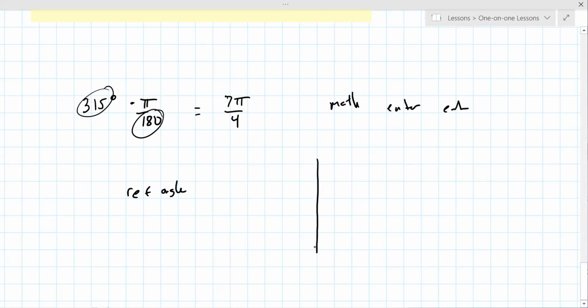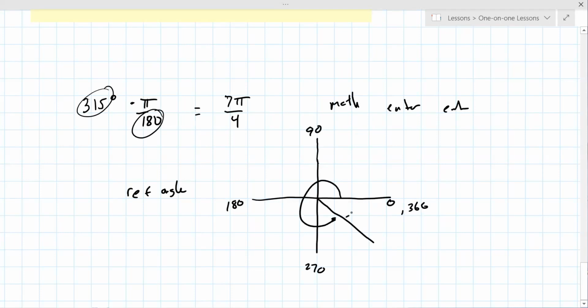If you recall, the reference angles are always the angle made with the x-axis. Where's 315 degrees? 0, 90, 180. It is in the fourth quadrant, right in the middle here. So it's the angle made with the x-axis. What is that angle? It's 45 degrees. So the reference angle is 45 degrees. What's 45 degrees in radians?